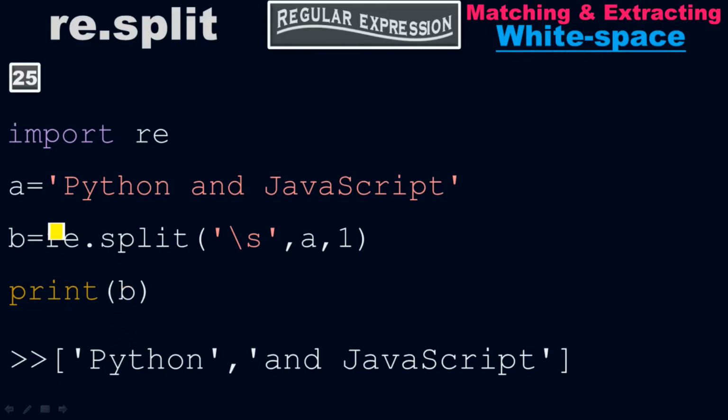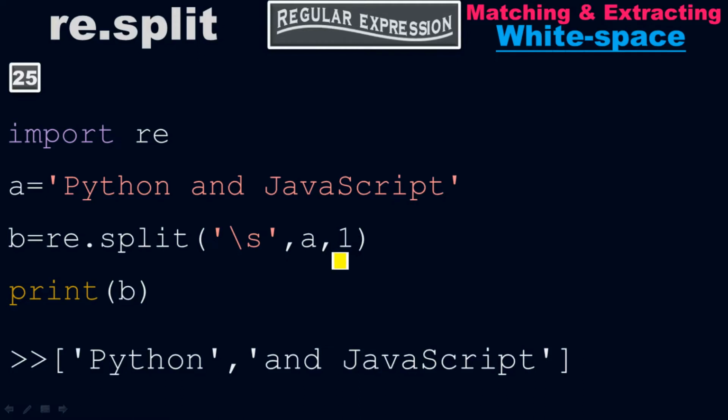Because remember, everything happens here in the b. b is the main body. The main procedure takes place in the b. So when you take the print of b, you will get this output. Now look here, I have three parameters: backslash small s, then comma a, comma 1. This a is this one. And this comma 1 means to skip the white space one step, to skip it one space. This comma 1 means to skip the white space only one, just the first white space.